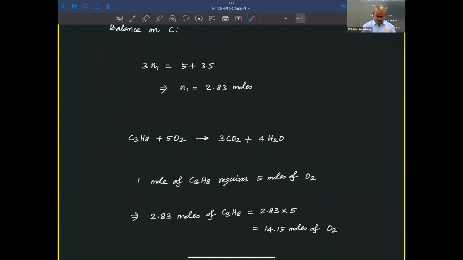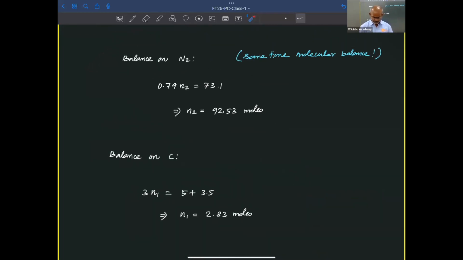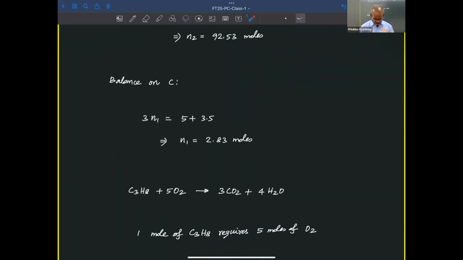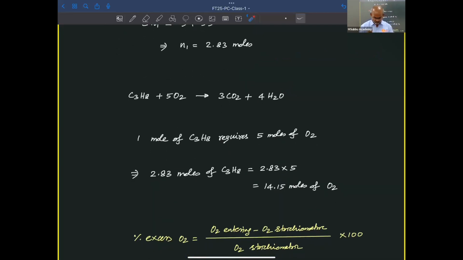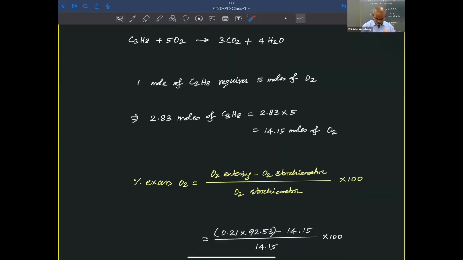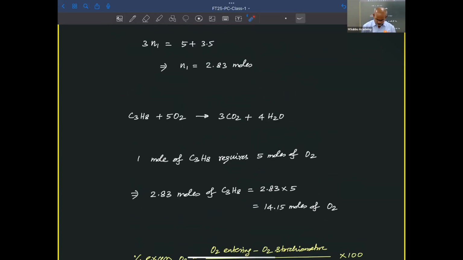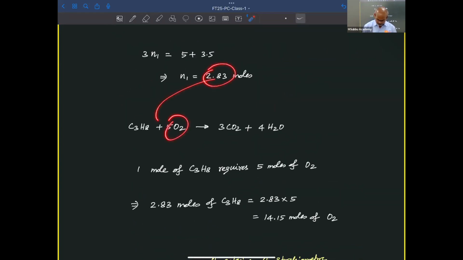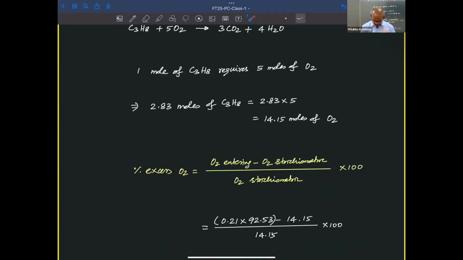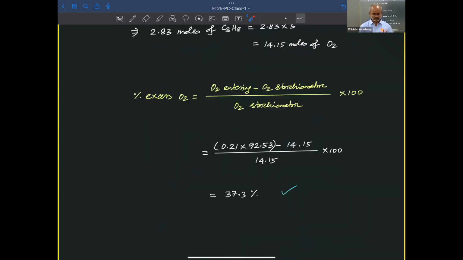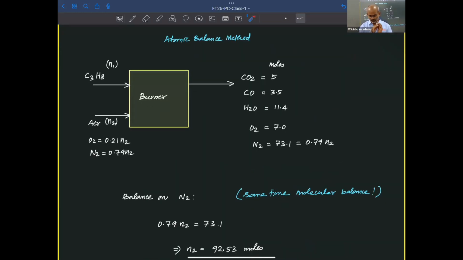Now N1, N2 are available. What is propane entering? How much air entering is available? You can now calculate the theoretical O2 requirement. For 1 mole we need 5 moles, and for this much mole how much is required? And from that you can solve for this. Otherwise, with this atom balance method, you need not write any equations. Simply you can solve. This is quite easier.